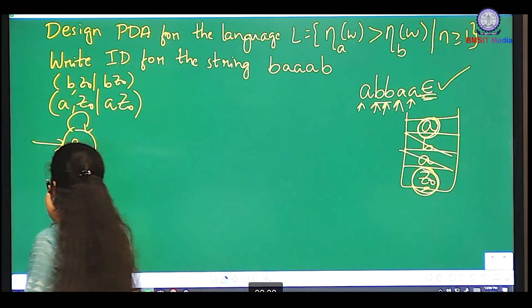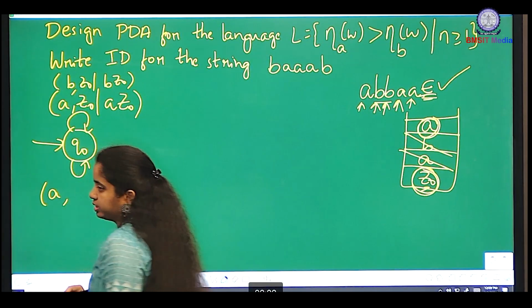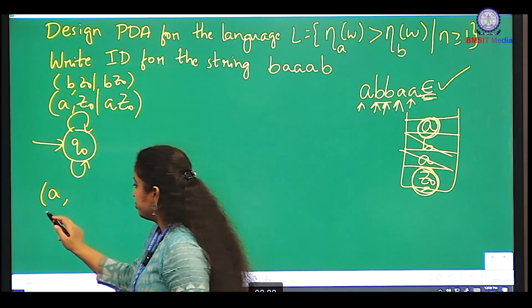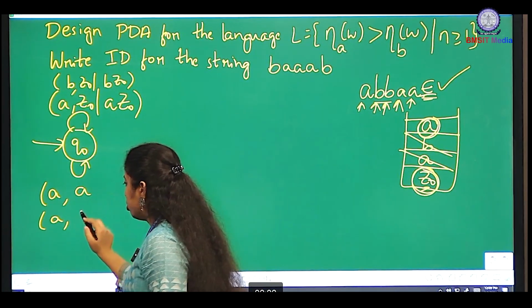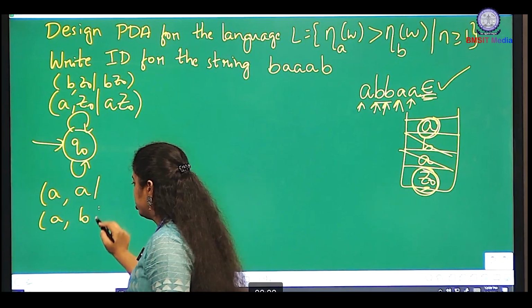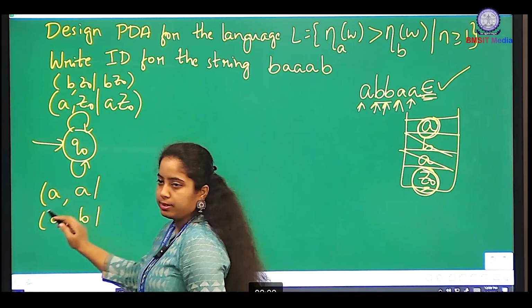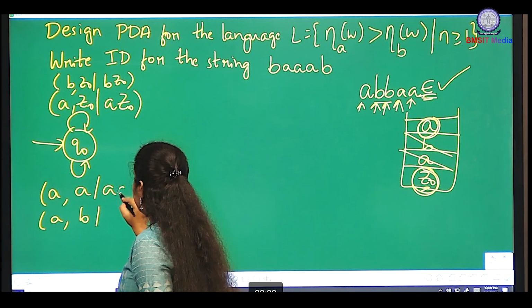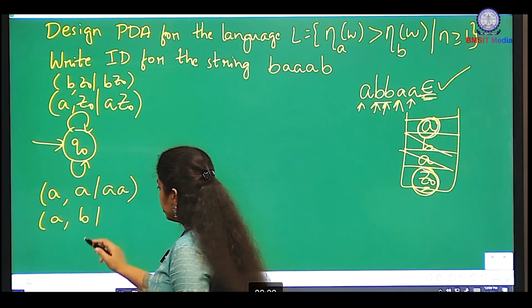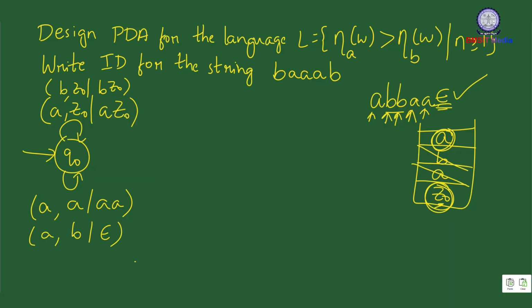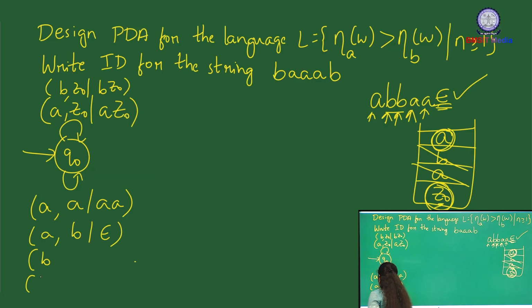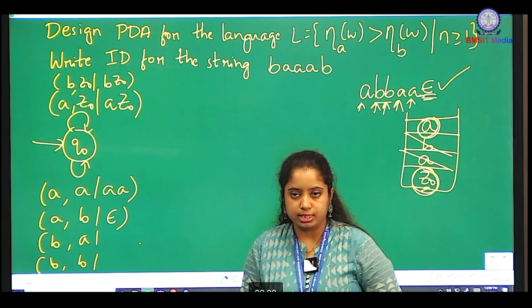Now again, like we have seen in the previous example, A can be the input symbol and A can be in the stack, or B can be in the stack. So what do you do? If there is the same symbol, simply push it onto the stack. If different symbols, then simply pop it. Next, B is the input symbol, and A or B can be the stack symbol.